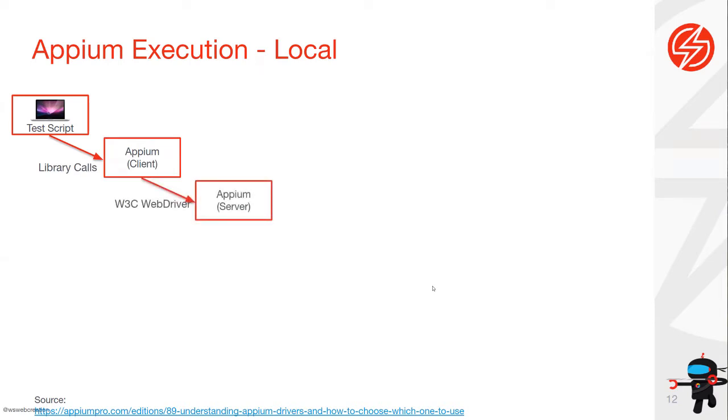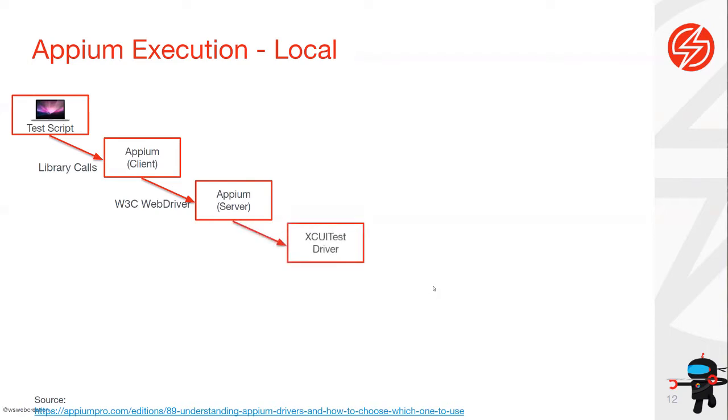That is then translated into a W3C compliant WebDriver call to the Appium server, which may be on your machine, but if you're using a service like Sauce Labs, is not on your machine. It's somewhere else. It's remote. It could be remote 10 feet away. It could be remote 10,000 miles away.